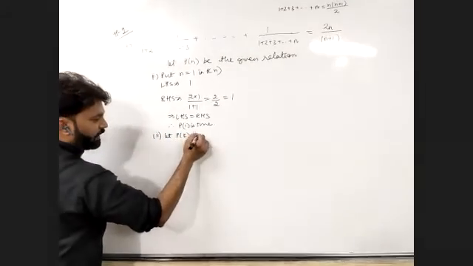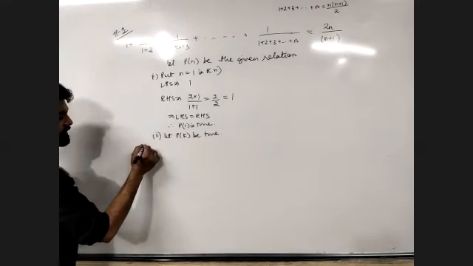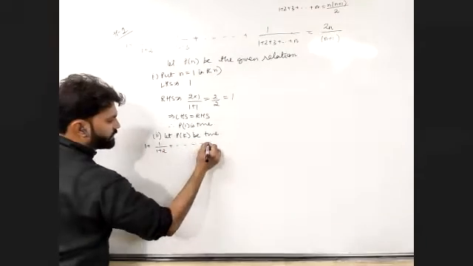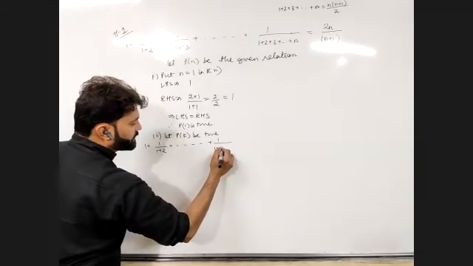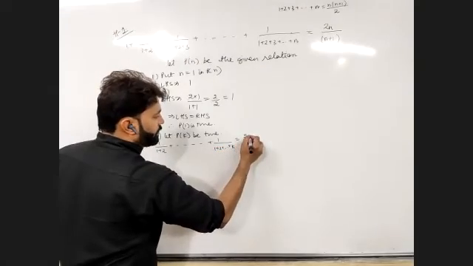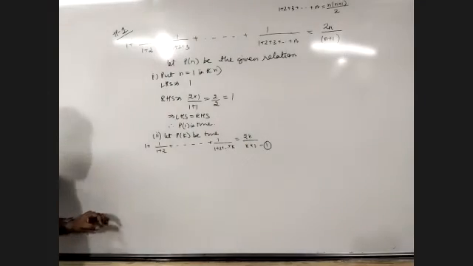Let P of k be true. So this means 1 plus 1 upon 1 into 2, and so on till k, is equal to 2k upon k plus 1. Let it be equation 1.